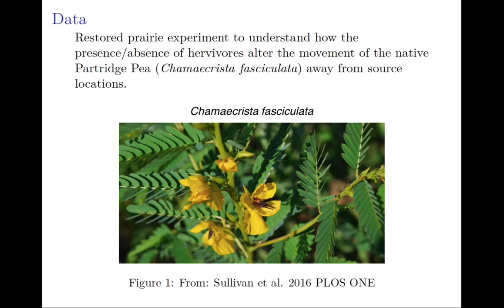So let's talk about the data we're going to be looking at. This was from a restored prairie experiment where we tried to understand how the presence or absence of herbivores like voles or deer alter the movement of the native partridge pea, Chamaecrista fasciculata, away from source locations after we'd planted it. And so here is an image of partridge pea.